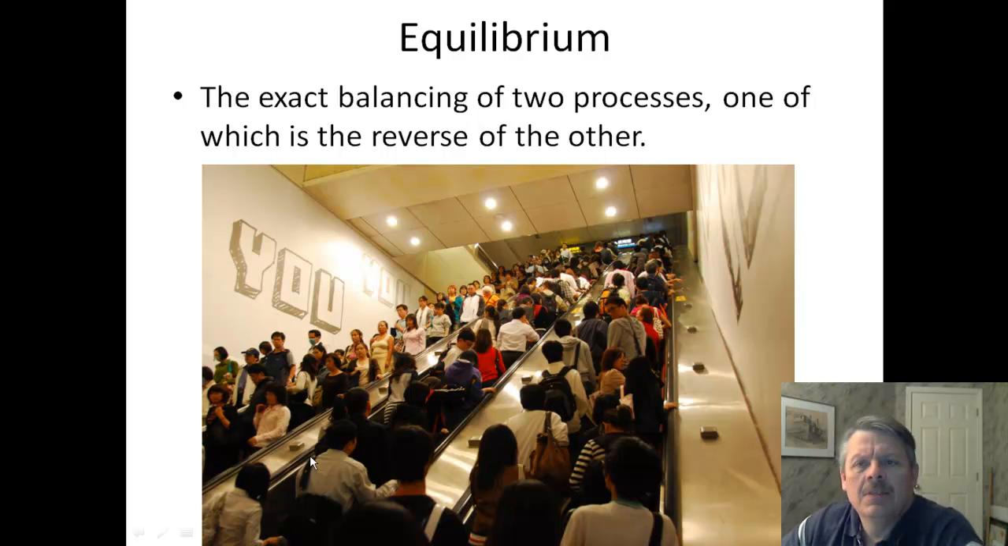All right, the concept of equilibrium, and we look at a dynamic state of equilibrium, which is the exact balancing of two processes, one of which is the reverse of the other. So we have all of these people over here on the right going up the escalator. We have all these people over here coming down the escalator. And the concept is, if these two processes are equal, if the number of people going up and the number of people going down are always the same, then the number of people we have up here on the second floor is going to stay the same.